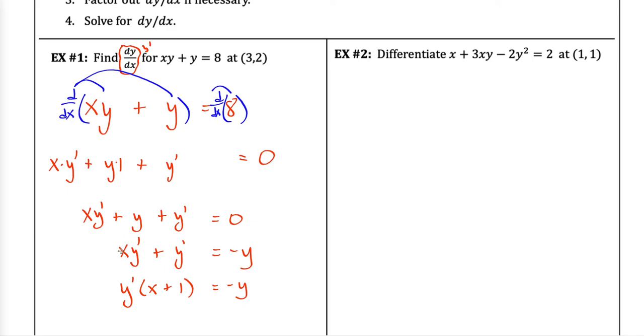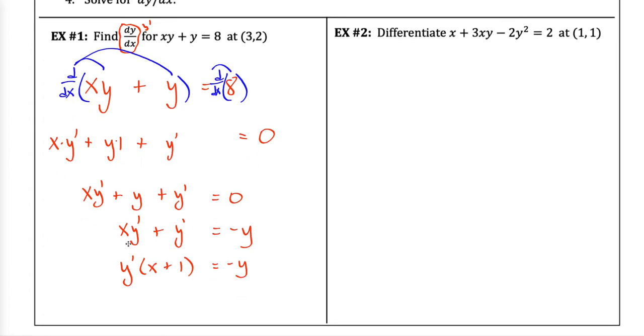If this was a 4y prime and a 5y prime, you would do 4 plus 5 in your head. But since they're different things, we're trying to do x plus 1 in our head, and you can't. Factoring something out does the same thing as addition. But this is the method you're going to use a lot to solve for something.